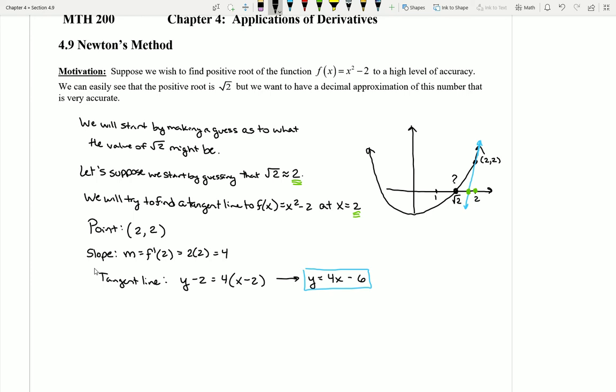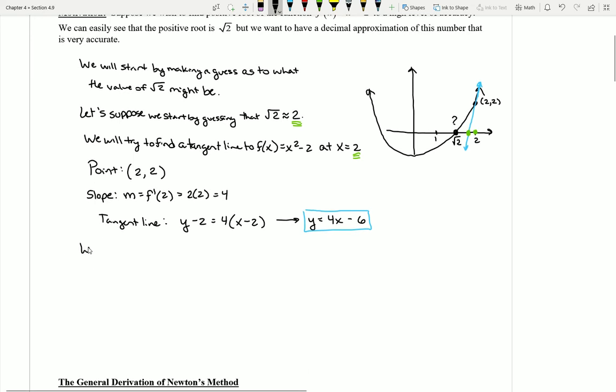So I'm going to go ahead here and say that we will now try to find the x-intercept of our tangent line. This will give us another improved guess of what the value of the square root of 2 might be. So of course, to do this, I would say, what value can I plug in for x that would allow me to get an output of the value of 0?